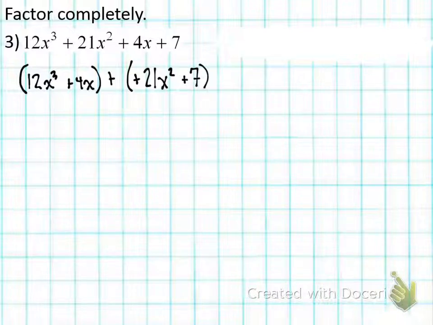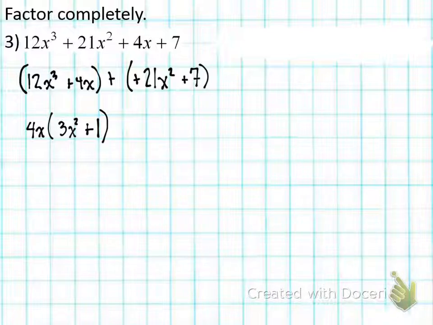Okay, what's the first grouping? What is the common factor of the first grouping? 4x, right? Okay, 4x times what is 12x cubed? Good, 3x squared. 4x times what is positive 4x? Positive 1. And notice how I said positive 1 because I want to make sure I put that plus sign down, right? Okay, then bring down the next one.